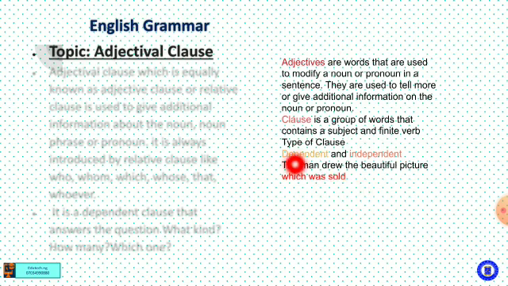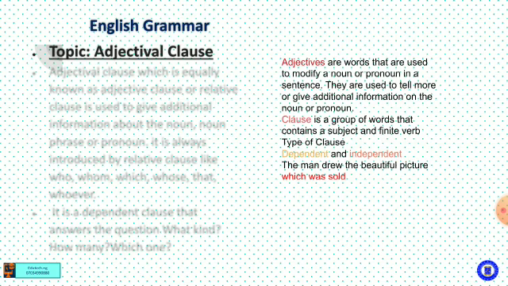Now we quickly go to clause. What is a clause? A clause is a group of words that contains a subject and a finite verb. A group of words is not just one word. A clause is not a one word affair. No, it's a group of words coming together to function, either as an adjective or as another part of speech. But here we are talking about adjectival clause. So a clause is a group of words that contains a subject and a finite verb.